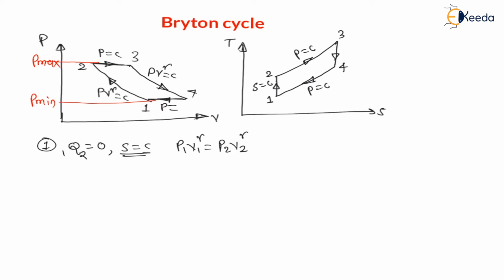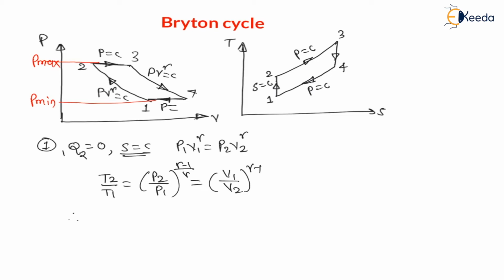And the general expression of this process in terms of temperature, pressure and volume becomes T2 divided by T1 is equal to P2 divided by P1 raised to gamma minus 1 upon gamma, is equal to V1 divided by V2 raised to gamma minus 1. This will be the general expression of this reversible adiabatic process.